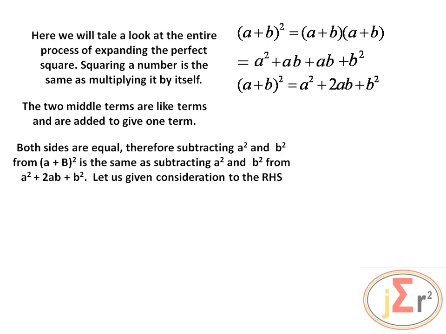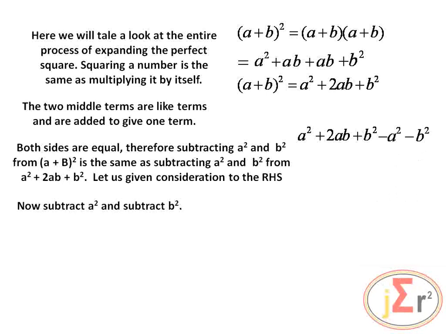Let us give consideration to the right hand side. We'll take a look at the right hand side, and what do we know? Now we will subtract a squared and b squared from that right hand side. All that will remain is 2ab, with the a squared and b squared combining with their additive inverses, resulting in 0. They are eliminated from the expression.